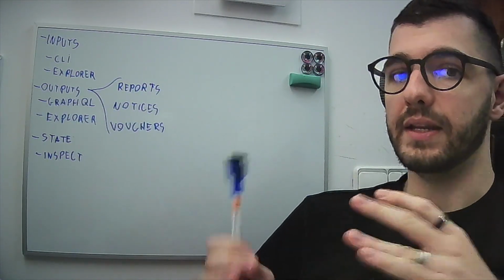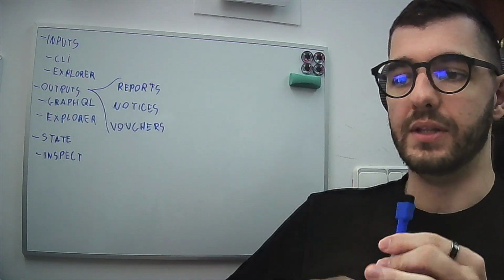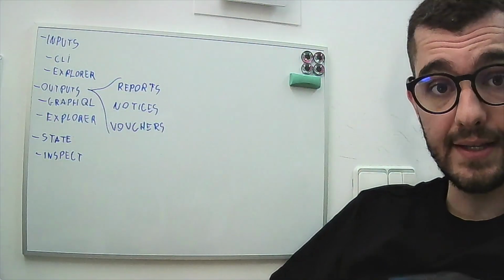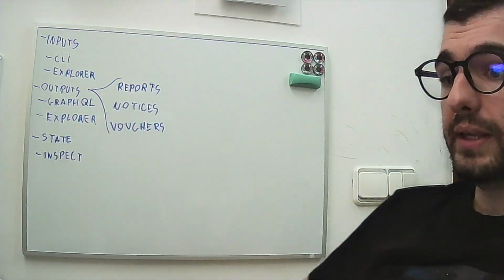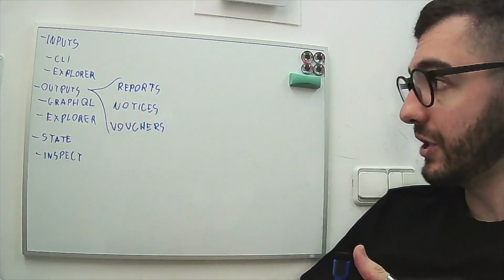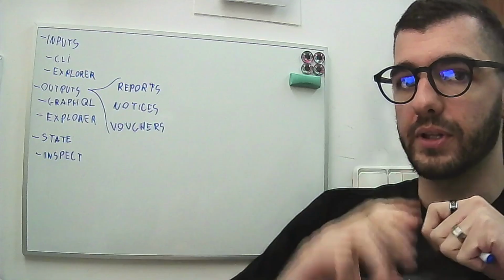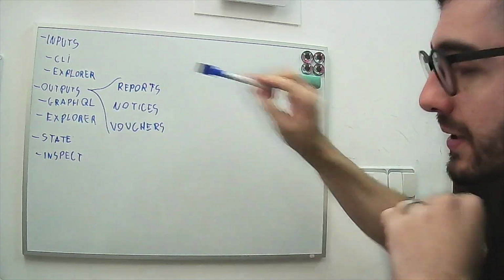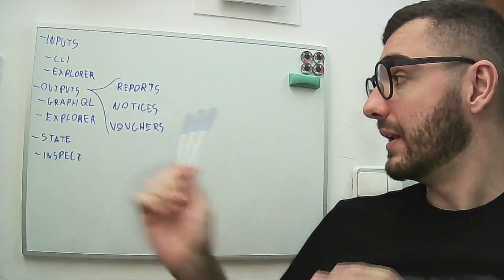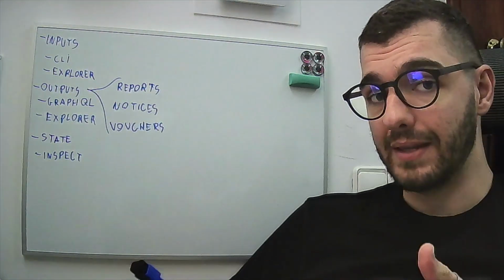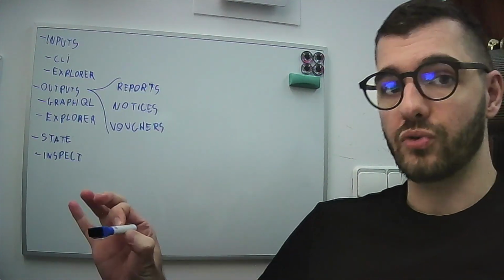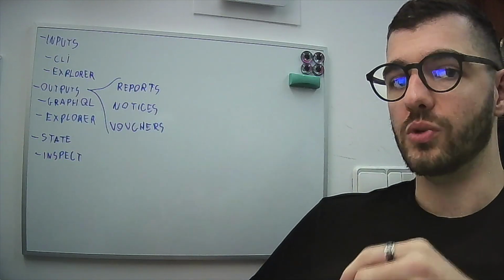The first one was sending inputs to the application. We did this in two ways, with the CLI and with the Cartesi Explorer. Then we learned how to check the outputs, create outputs inside the application and read them. We learned about three different kinds of outputs, which were the reports, stateless logs, which were the notices, outputs that can be validated, and vouchers, which we didn't implement yet, but we understood that they are used to interact with smart contracts in the base layer where your application will be deployed later.